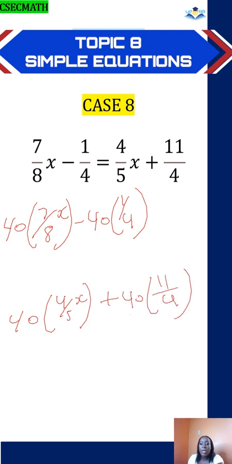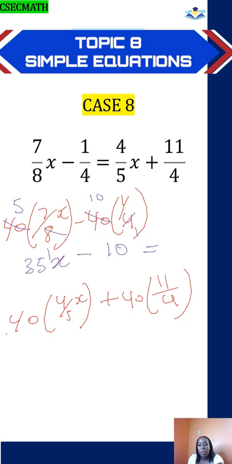And again, we simplify. 8 into 8 is 1, and 8 into 40 is 5. 5 sevens are 35. So I'm getting 35x minus 4 into 40 is 10. 10 by 1 is 10. That's going to be equal to, I'm simplifying this side.